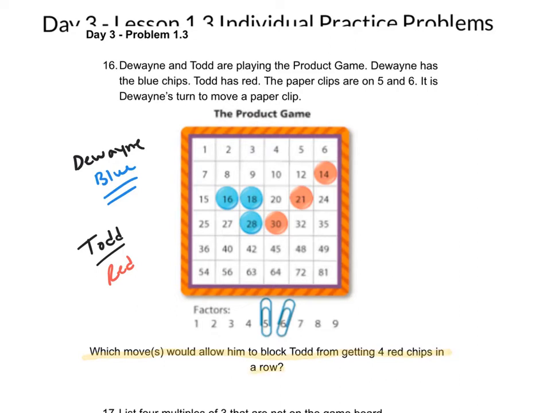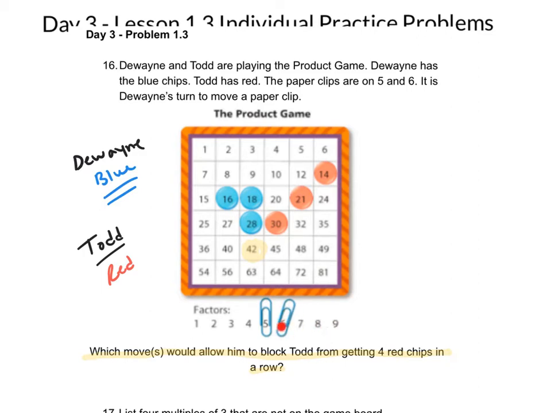So first, let's see where there are some possibilities that Todd might score. Todd could score 42. So 42 is where Todd might put a red. We have to look at these two factors and determine which one of them we should move in order to block Todd at square 42. So should we move the 6 or the 5?